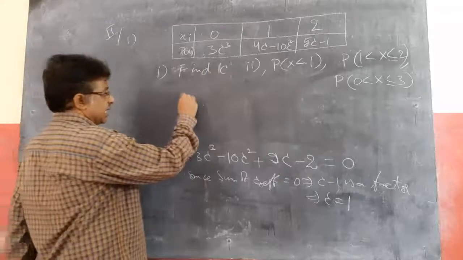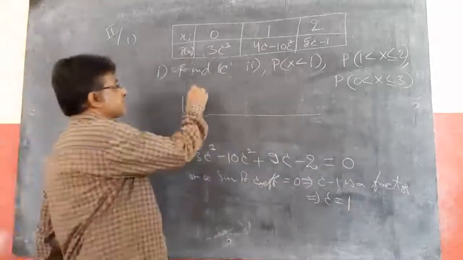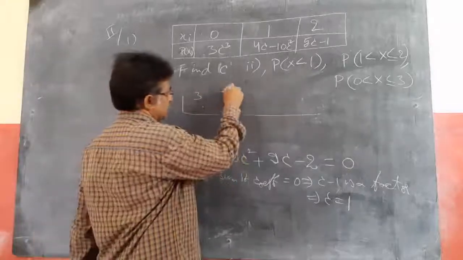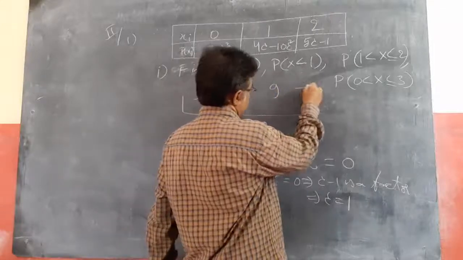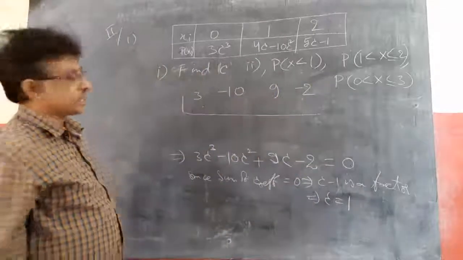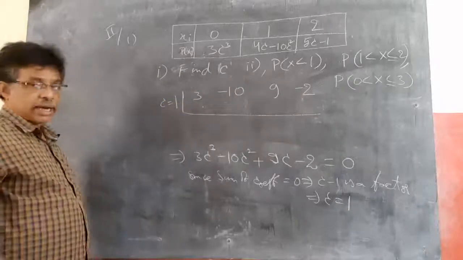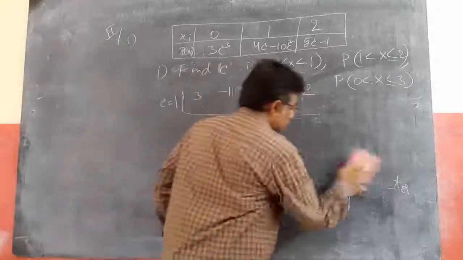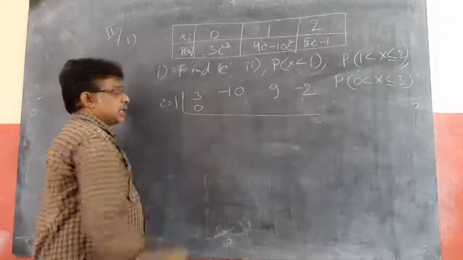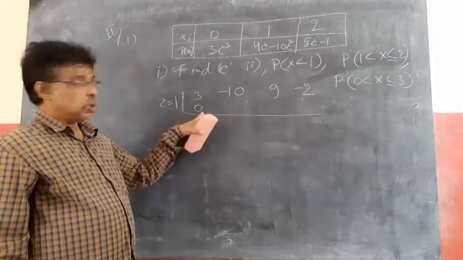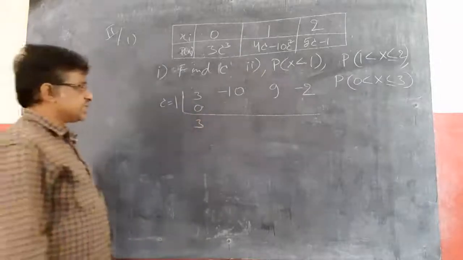First take the coefficients: 3, minus 10, 9, minus 2. Take all the coefficients. Now c equal to 1 is the root we already got, so substitute c equal to 1. Now how to go for the synthetic division? First, below, put 0. 3 plus 0 is 3.